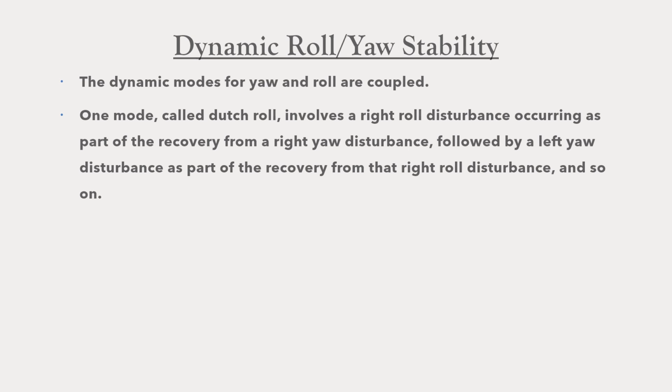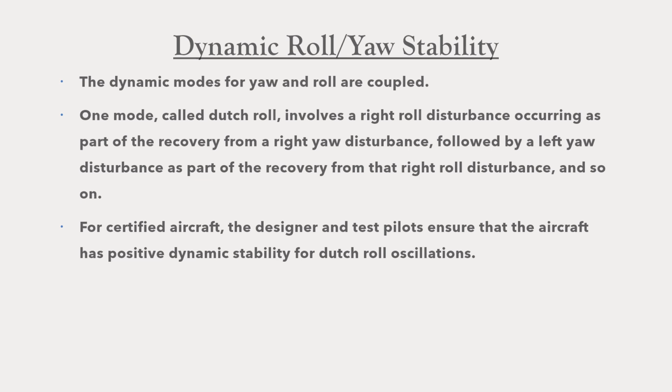The most common mode is called a Dutch roll mode. If you have a right roll, then part of that right recovery will end up causing a little bit of a right yaw disturbance, and then that recovery from that right yaw disturbance actually causes a little bit of a left roll, and the process goes back and forth a little bit. One of the certification criteria for certified aircraft is that the aircraft have positive dynamic stability for Dutch roll oscillations. So in your certified aircraft, these Dutch roll oscillations should not get out of control on you without you having to do anything.